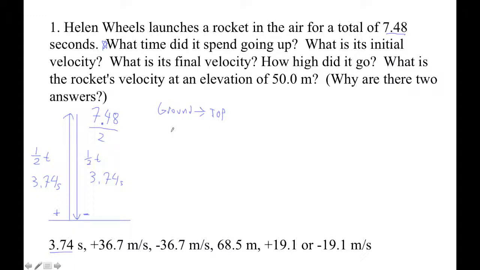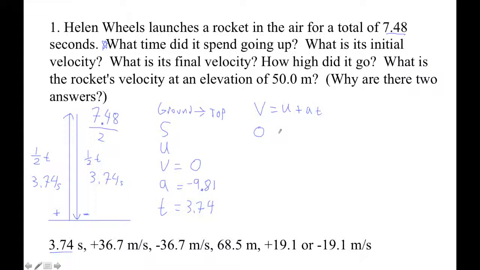Okay, so let's just set this up. We're going to go S, U, V, A, T. Now, whenever we're in free fall, we know that a is negative 9.81. And then we know that the final velocity at the top is 0, because if it's not 0, it's not at the top, is it? And then we know the time is 3.74 seconds. Let's figure out U first. So V is U plus AT, and now we're set.